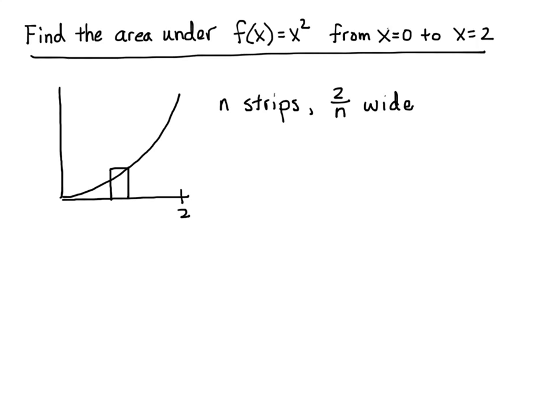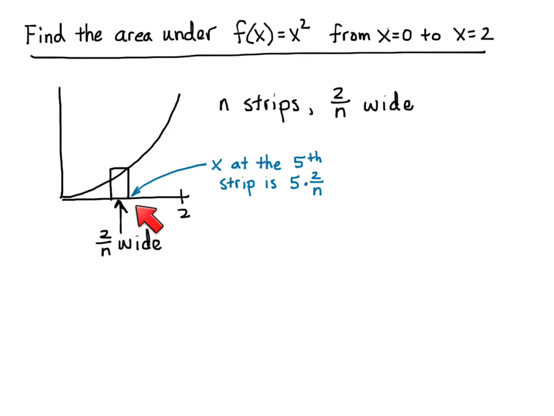So nothing fancy here. All I'm doing is taking what the width of these strips is going to be, once I designate I'm going to have n strips. Now I'm going to use the right-hand side of this interval here. And so x at the 5th strip is going to be 5 times 2 over n.